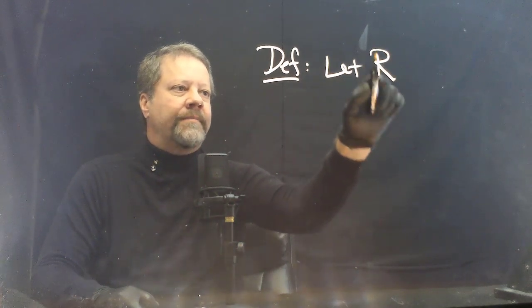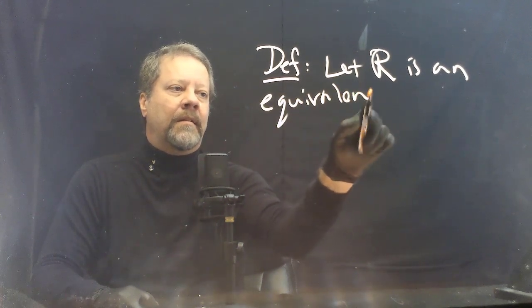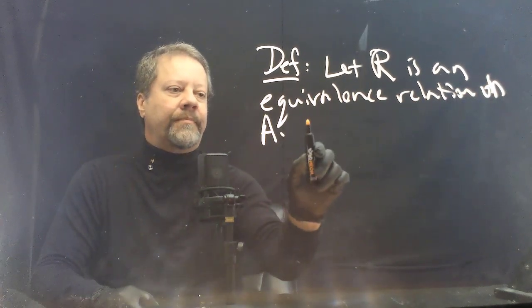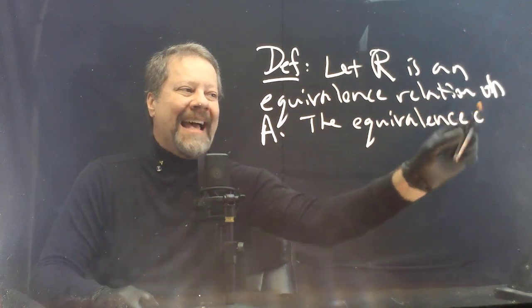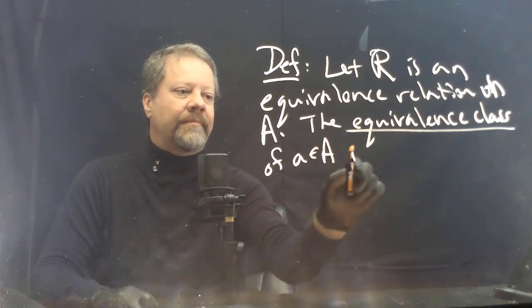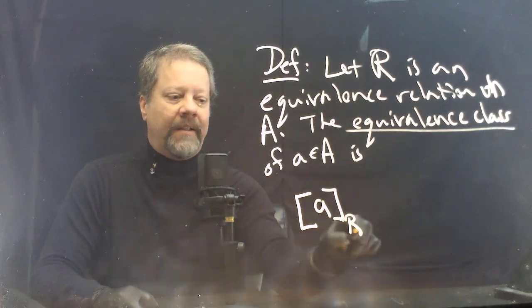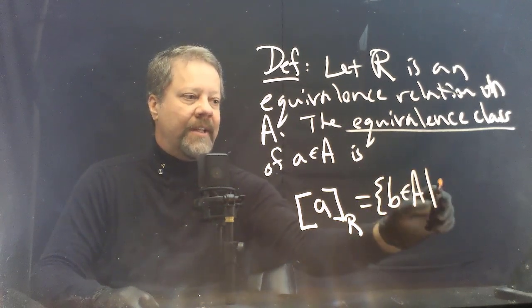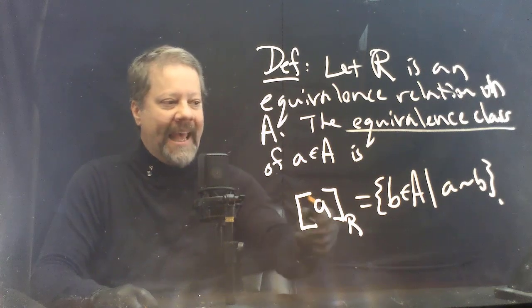Suppose that R, fancy R, is an equivalence relation on some set A. The equivalence class of some element in A is denoted by the equivalence class relative to this relation, and it's defined to be the set of all elements B of A such that A is equivalent to B, the set of everything equivalent to A.